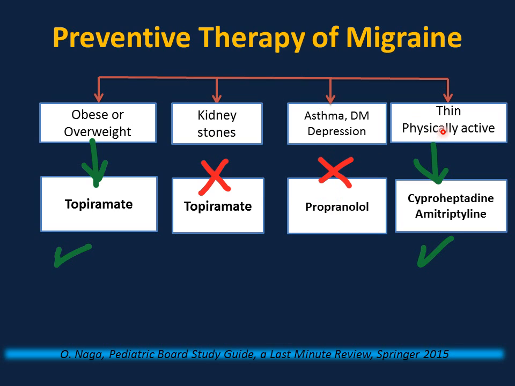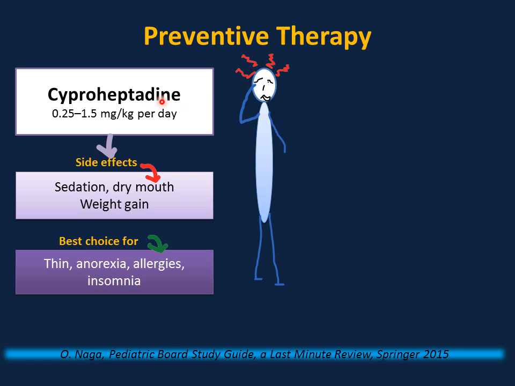If the patient is thin, it's a good option to use cyproheptadine or amitriptyline, because they increase appetite and can cause an increase in body weight. Cyproheptadine is an antihistamine, antagonizes central and peripheral H1 receptors, so it has a sedative effect. The dose of this medicine is 0.25 to 1.5 milligram per kilo per day, divided every 8 hours. The maximum dose is 12 milligrams per day.